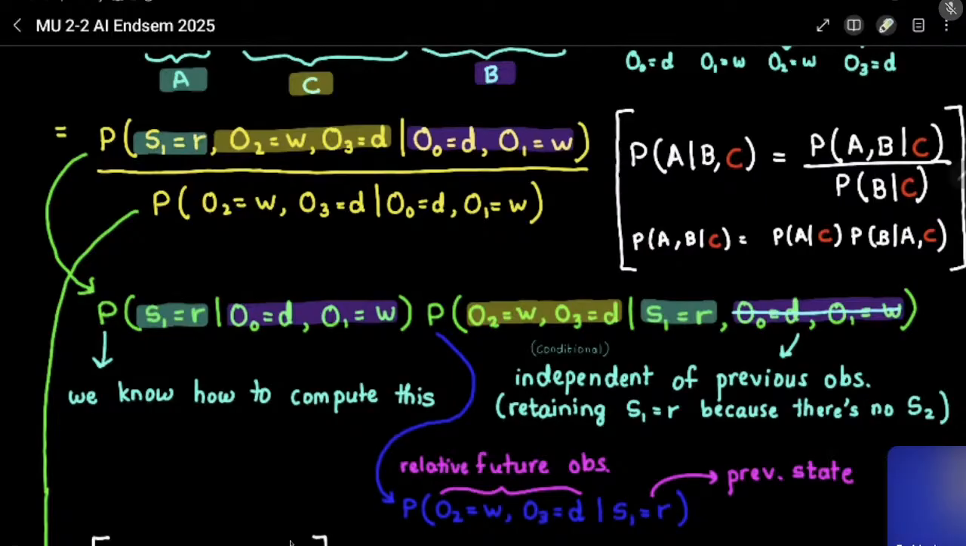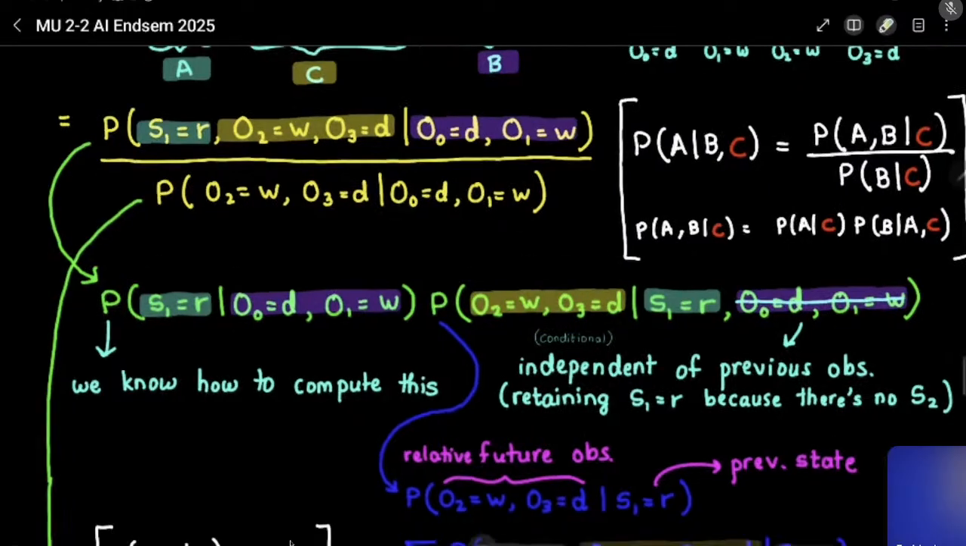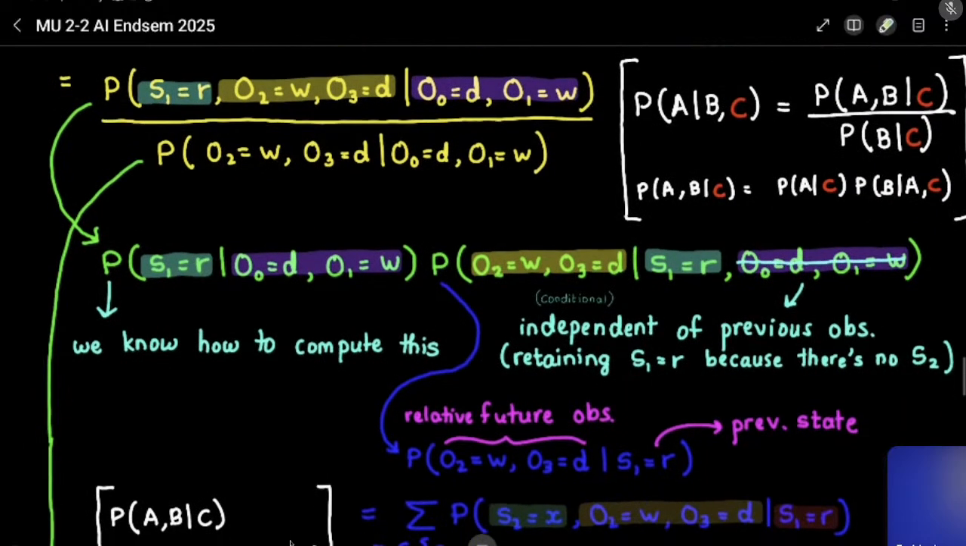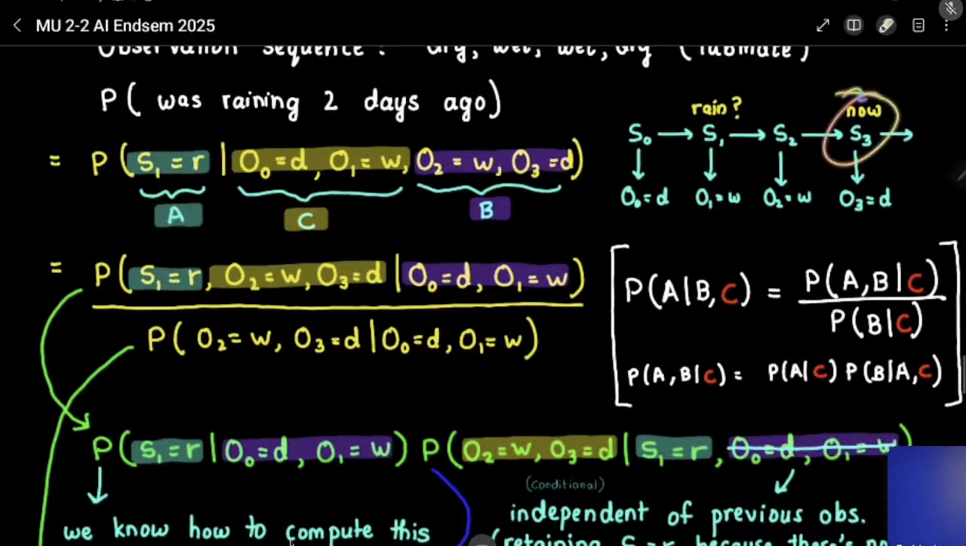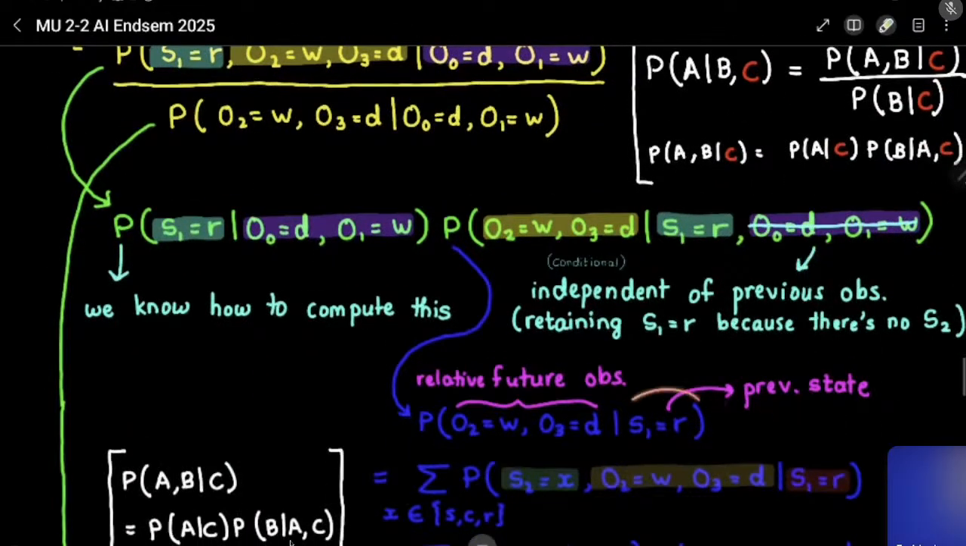Now, what does this get simplified to? So you have a sequence of observations that are relatively future observations, right? If you're talking about day 1, observation 2 and observation 3 are relatively futuristic. Like with respect to S1, they are future observations. And S1 is the state that we are talking about. Is it raining on that day or not? We want to find the probability. But we are currently at day 3. So this is like a previous state. That's why I wrote previous state.